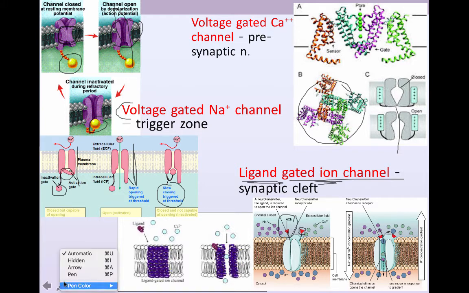And again, here you can see the actual alpha helices that make up the protein structure of this channel. Here it's closed, here it's open, where you can see that ligand has bound to the receptor site in the protein, and now the ion can move across the membrane because we've increased the permeability of the membrane to that particular ion.